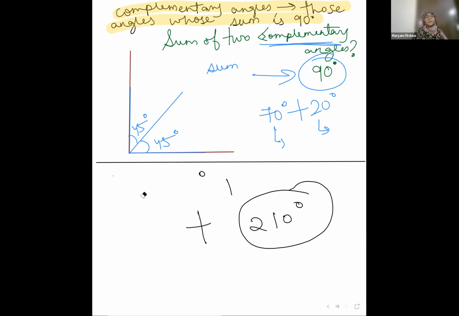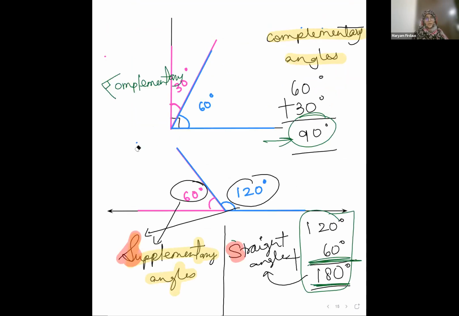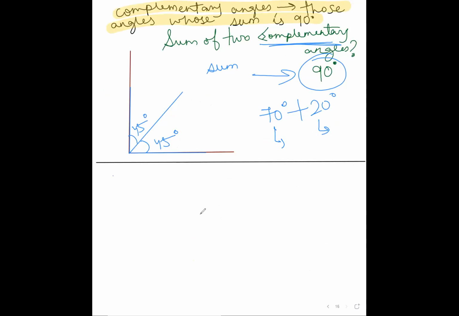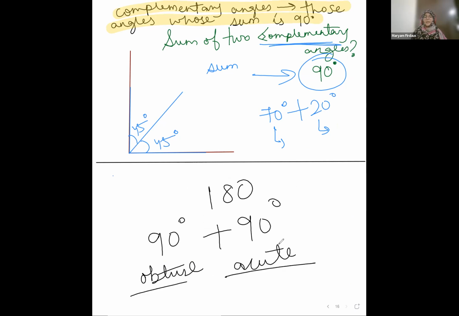But you want it to be equal to 180, right? Because supplementary angles means their sum should be equal to 180. So if something has to be equal to 180, either it will be two right angles, 90 plus 90, or if one angle is obtuse, then the other should be acute, right? Otherwise, if the second angle is also obtuse, or if it's greater than 90, then it won't be equal to 180. In fact, it will be greater than 180.